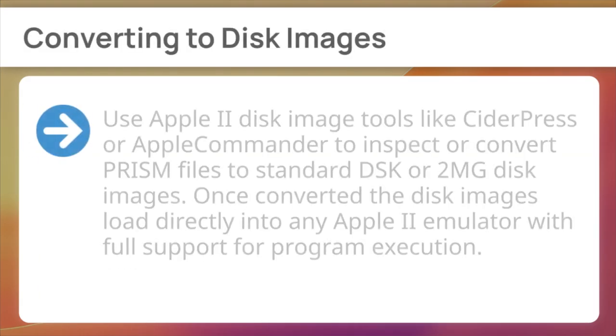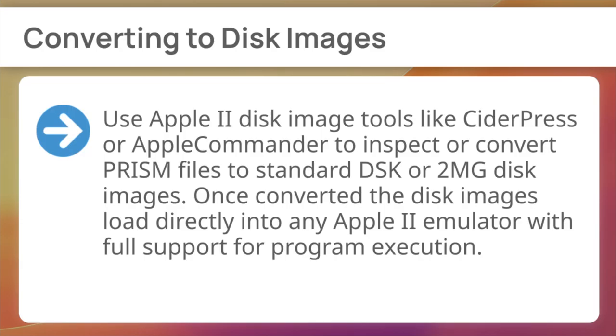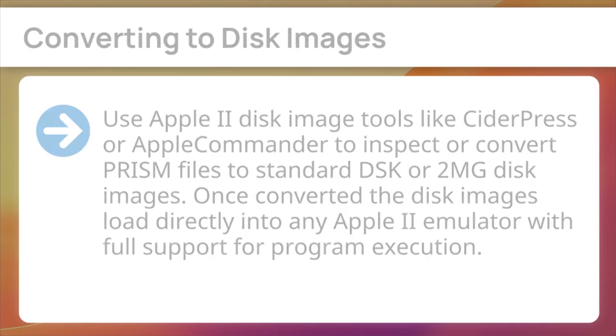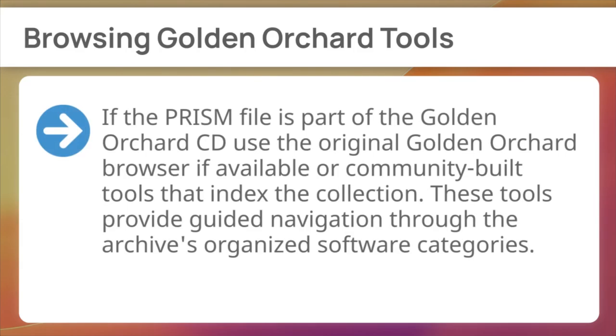Next, converting to disk images. Use Apple II disk image tools like CiderPress or Apple Commander to inspect or convert PRISM files to standard DSK or 2MG disk images. Once converted, the disk images load directly into any Apple II emulator with full support for program execution.